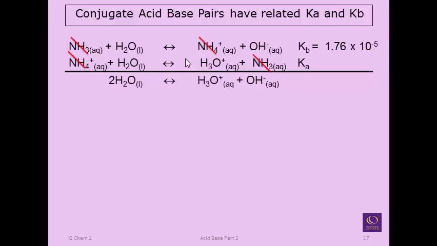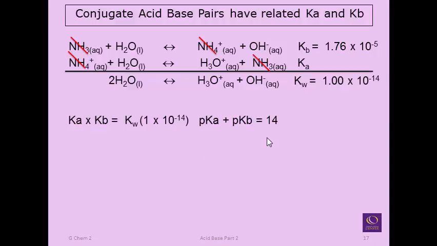And then you collect all your terms and you get, oh, this looks familiar. This is water dissociating. We learned that in the last video. That actually has a K, what we call the Kw. It has an equilibrium constant of 1 times 10 to the minus 14. And if we added these equations, remember that you can therefore multiply their equilibrium constants.